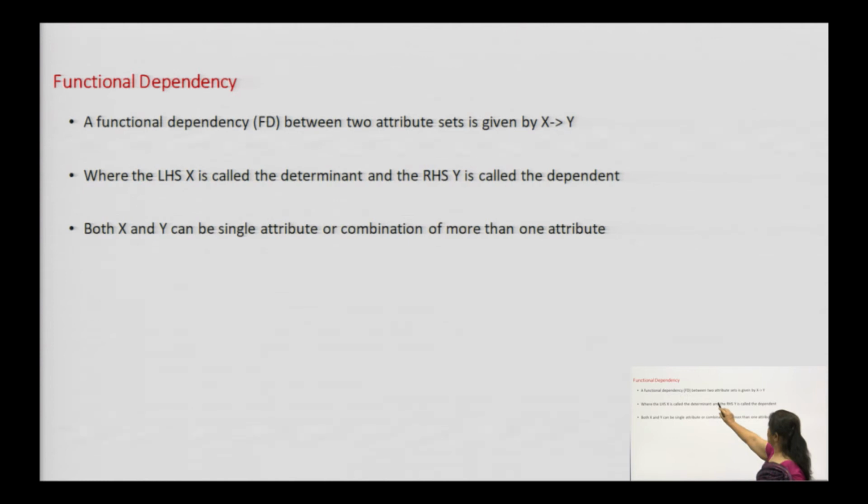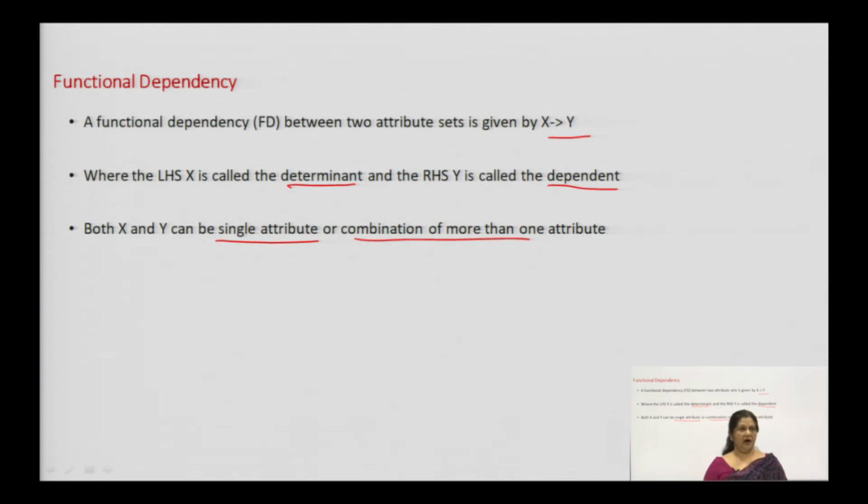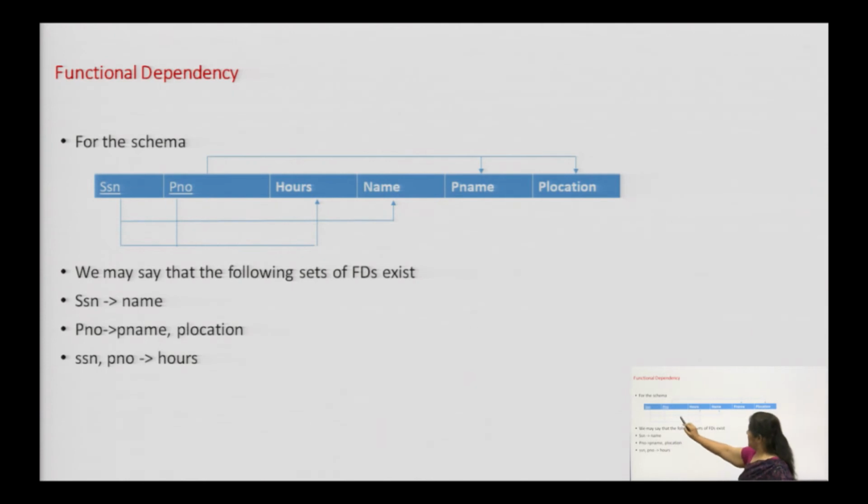A functional dependency between two attribute sets is given by X to Y, I have told you. The left hand side is called the determinant and the right hand side is called the dependent. Both X and Y can be single attributes or a combination of more than one attribute. Again, we have this relation with SSN, PNO, where the key is SSN, PNO, then name, P name, P location. So, we have the functional dependency SSN determines name. Why? SSN is going to be unique, so from the SSN we clearly know the name of the person. P number determines the name of the project and the location of the project, and SSN, PNO together determine hours.